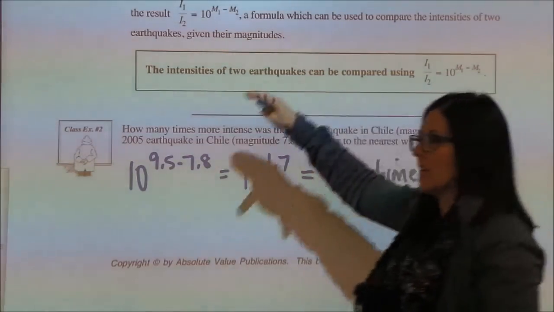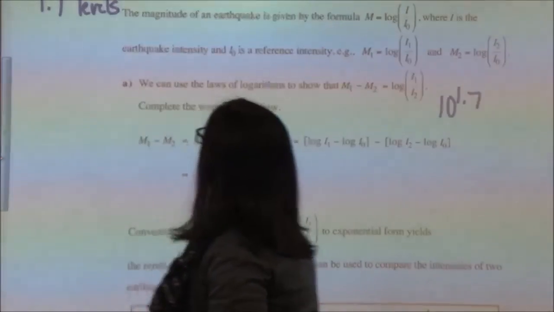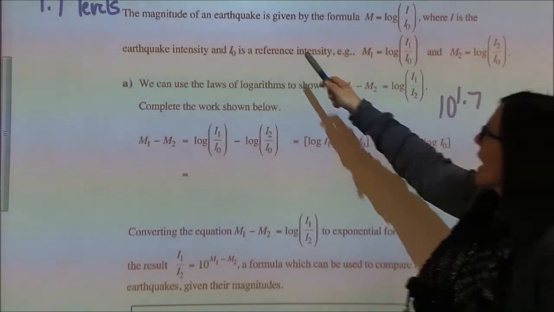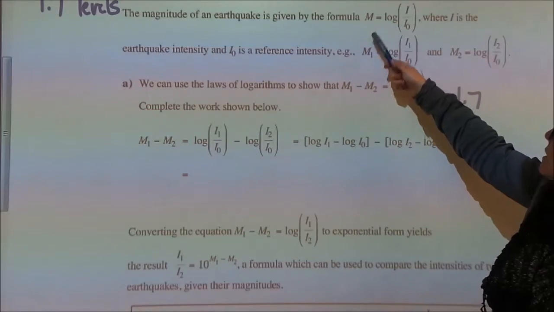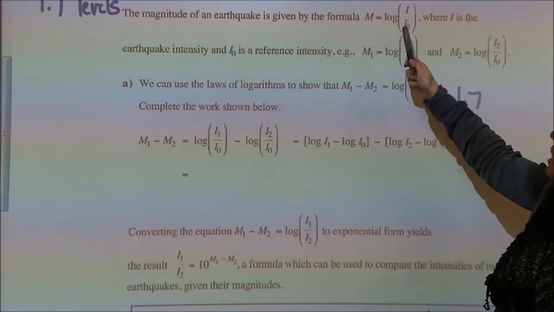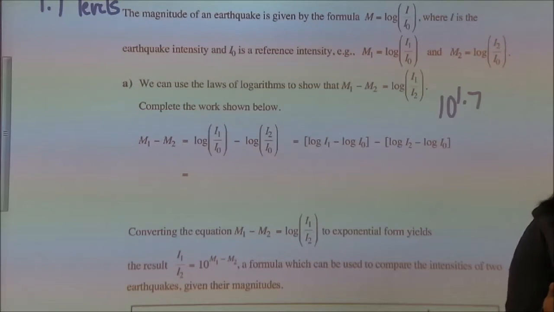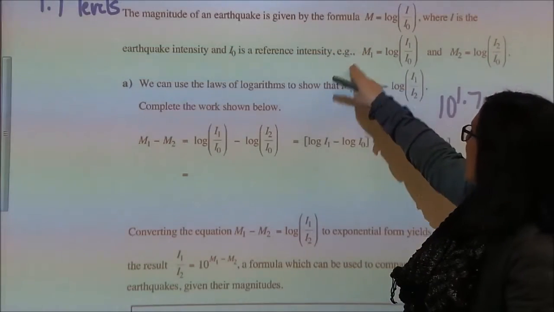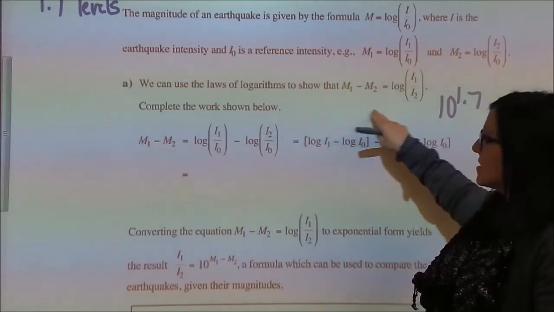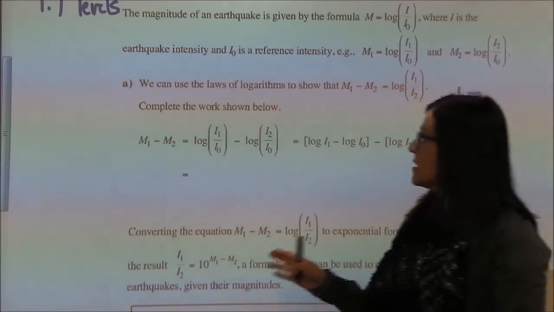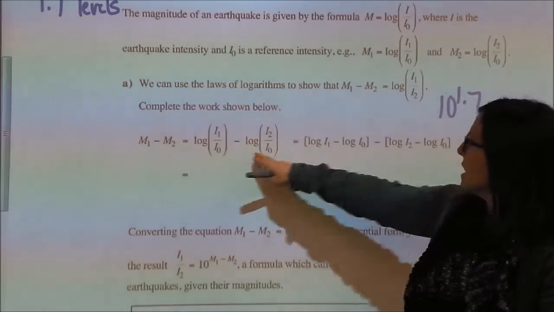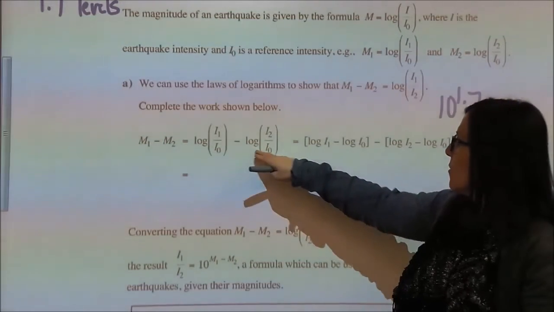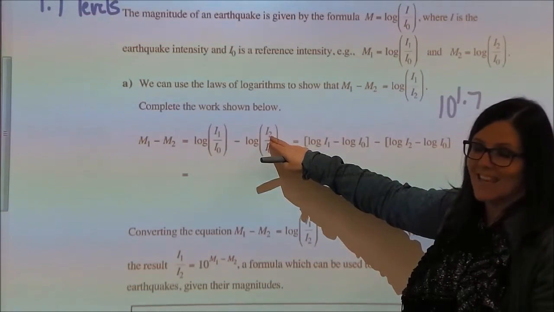Okay, so now I'm going to go up and do all this algebraic work. To compare the intensities of the two magnitudes, consider the following. The magnitude of an earthquake is given by the formula magnitude equals the log of I over I0, where I is the earthquake intensity and I0 is the reference intensity. So if we were to find the difference between the magnitudes of two earthquakes using the formulas, we rewrite M1 as I1, the intensity of the first earthquake, divided by the initial intensity, minus the intensity of earthquake 2.